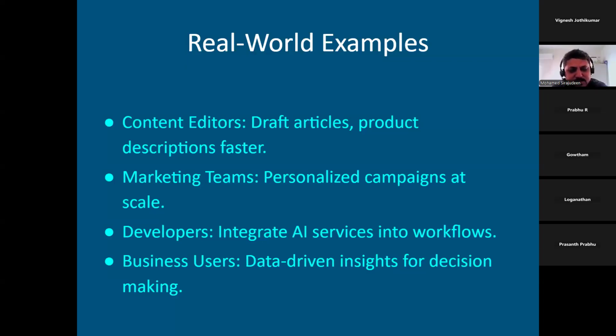Some real world examples: in our work, we have developers, business users, marketing teams, and content editors. How are they going to benefit? For the content editors, it will draft basic articles and descriptions much faster. For the marketing teams, it will give personalized campaigns in immediate time. For the developers, we can use AI services in the workflows, because we are not going to invest more time on the services. If AI services are doing more of the business logic, we just have to apply those. So developers benefit too, right? And business users will see chart-style data and insights for better decision making.